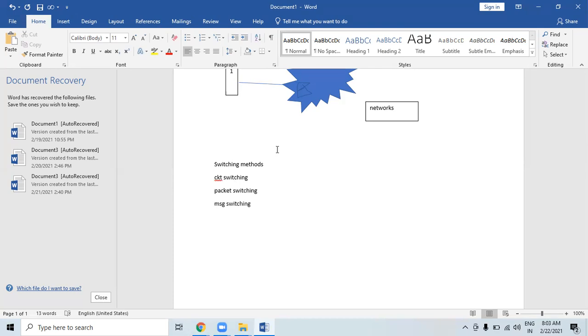Out of these, circuit and packet switching are commonly used today, but message switching has been phased out in general communication, though it is still used in networking applications. Okay, so these are the three switching methods. That is circuit switching.